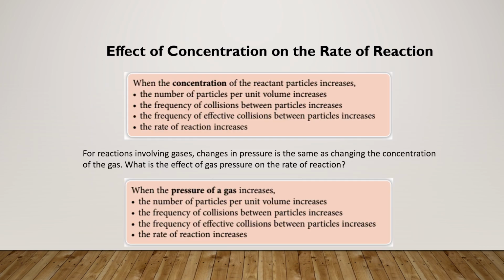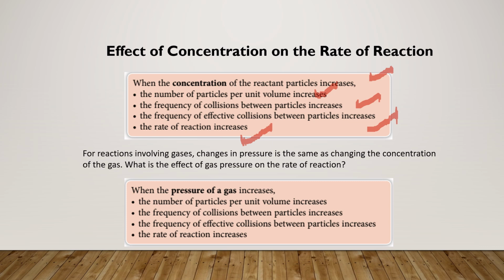Do you see? Okay, this one, the effect of concentration on the rate of reaction. This one is an important point. When the concentration of the reactant particles increases, the number of particles per unit volume also increases. Then the frequency of collision between particles increases, and the frequency of effective collision between particles also increases, and the last one, the rate of reaction also increases.